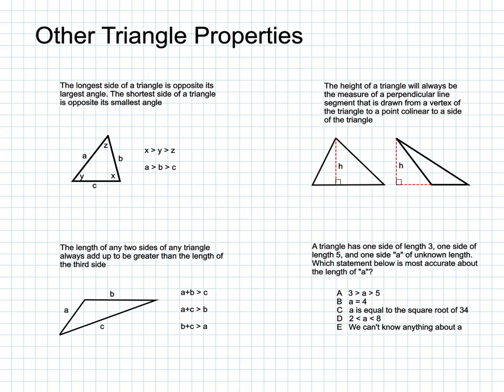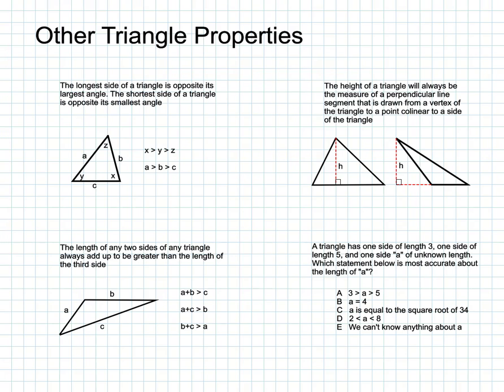So in the figure, we have a triangle with side lengths of A, B, and C, and angle measures of x, y, and z. If we're told that x is greater than y is greater than z, then we should be able to determine that A is greater than B is greater than C. Likewise, if we're told that A is greater than B is greater than C, we should be able to figure out that x is the greatest angle measure, y is the second greatest angle measure, and z is the smallest angle measure.